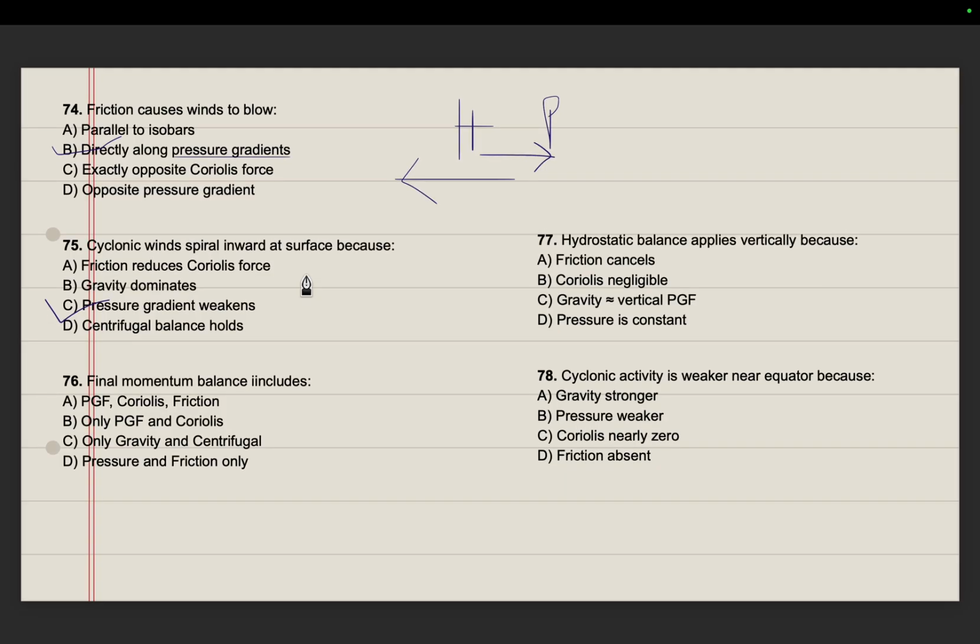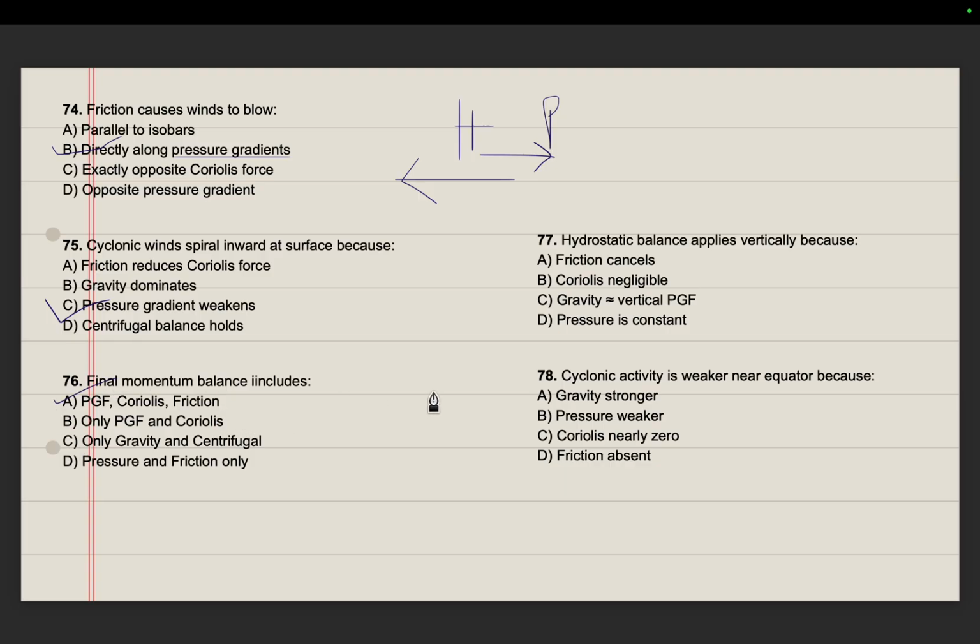Now question 76. Final momentum balance includes: A, pressure gradient force, Coriolis force and friction; B, only pressure gradient force and the Coriolis force; C, only gravity and the centrifugal force; and D, pressure and friction only. Option A. Yes, question 76, option A is correct: pressure gradient force, Coriolis force, and friction.